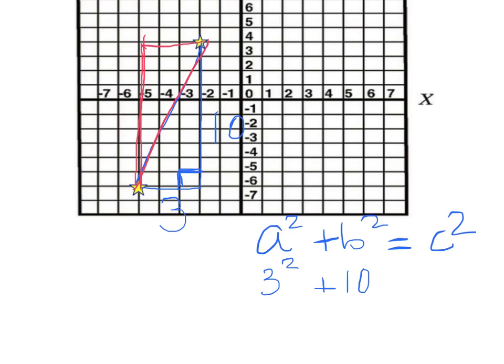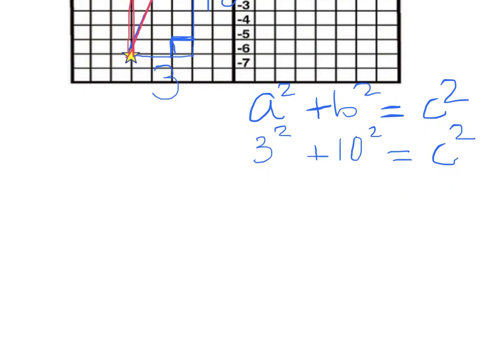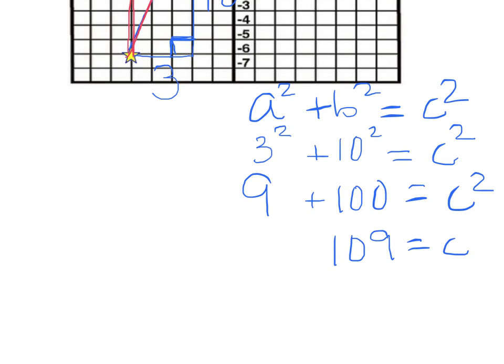Plus 10 squared, and that's C squared. That's equal to C squared. All right, so I'm going to continue to solve here, showing all my work. 3 squared is 9, plus 10 squared is 100, equals C squared. So I'll get 109 equals C squared, and as you know from the last couple sections, to get C by itself, I have to go ahead and take the square root.